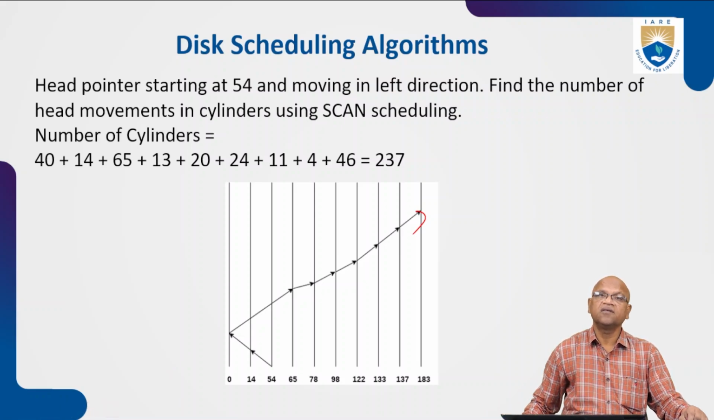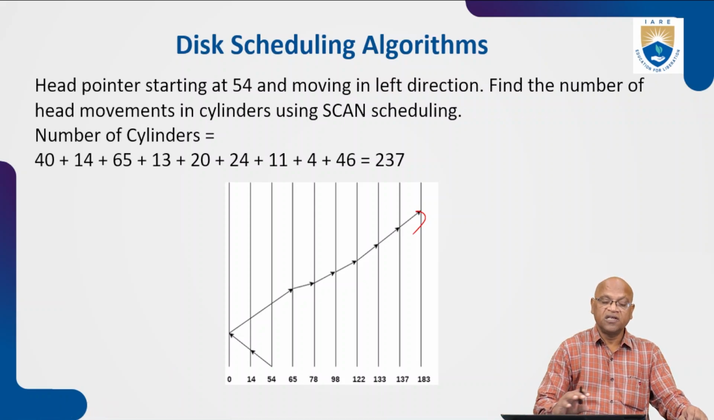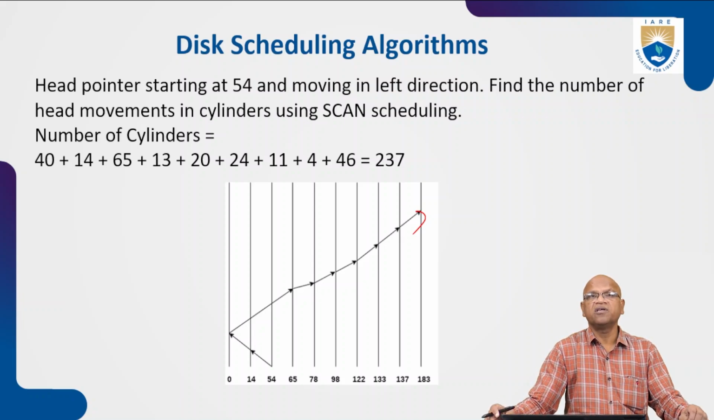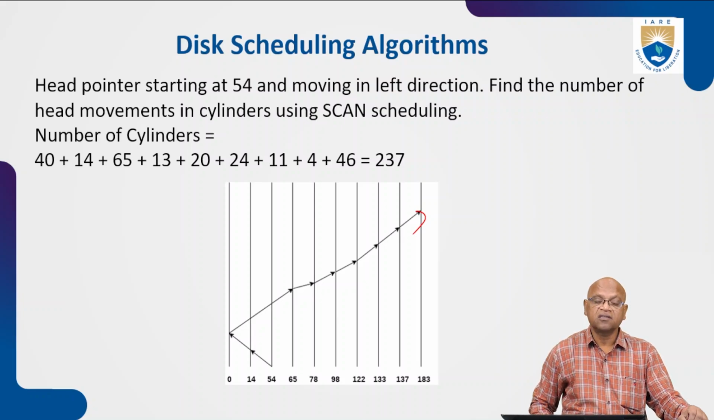The next, in the same way, you can add the differences from the current to the next cylinder. So how many cylinders does it jump? That is, if you add all these things, 40 plus 14 plus 65 plus 13 plus 20 plus 24 plus 11 plus 4 plus 6, 46 to 37. This is your scan algorithm.